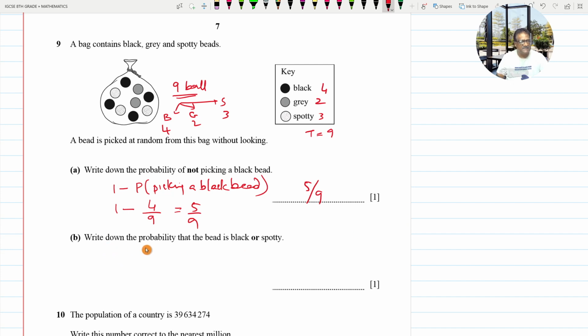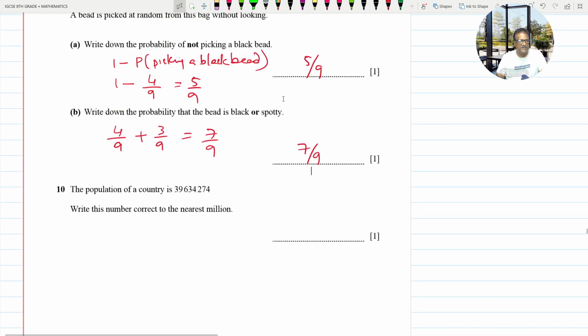The B part is: write down the probability that the bead is black or spotty. So for black, it should be 4 upon 9. And because it is OR, I'll have to add here. And spotty, how many do you have? 3 out of 9. So 3 upon 9. If you work this out, this happens to be 4 plus 3, 7 upon 9. So the answer for this is 7 upon 9. This is how you have to give the answers for this probability question.